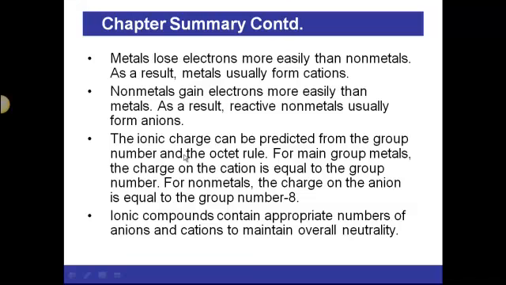Our ionic charge can be predicted from the group number and the octet rule. So remember, use your periodic table to predict the anions and the cations that you're going to get for the different atoms. Ionic compounds contain the appropriate number of anions and cations to maintain overall neutrality. So what this means is that when you're building your ionic formulas, you have to have a neutral compound. The overall charge on the molecule has to be 0. If it's not 0, it's still going to be too reactive to exist in nature.